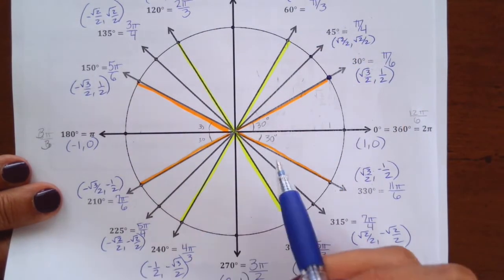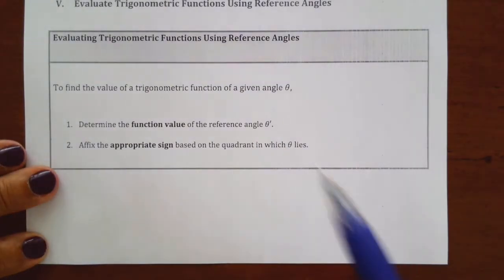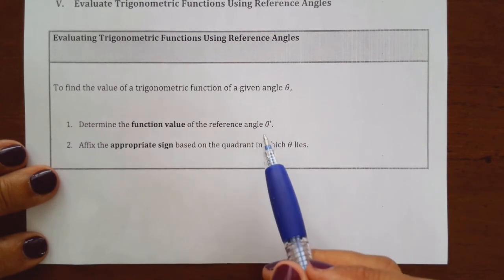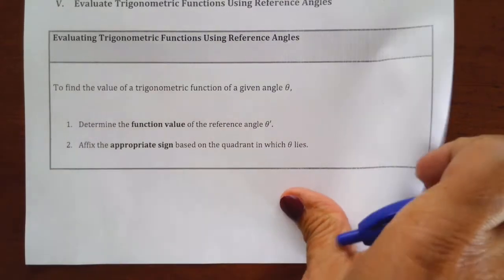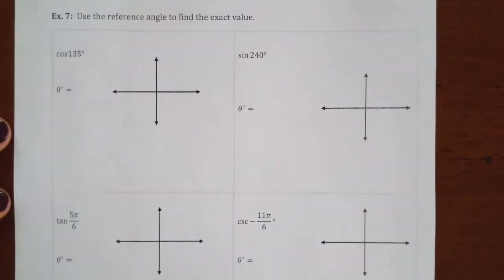Remember, all the orange ones had the same values, the signs were just different. So that's what they're saying to do here. Figure out what the function value is with the reference angle in the first quadrant, and then based on where it is, we'll figure out the sign. Okay? All right, so we got 6 of these to do on this page.